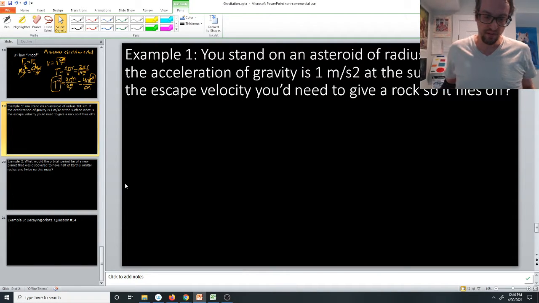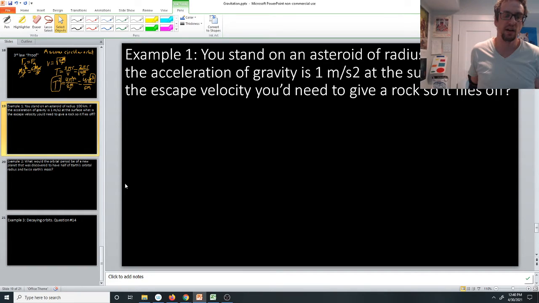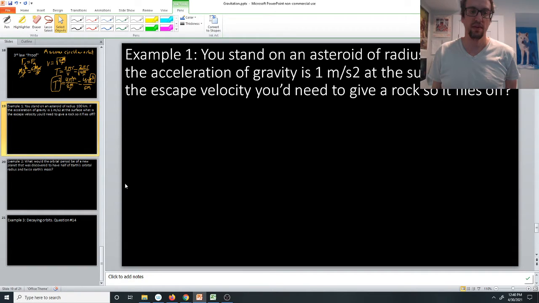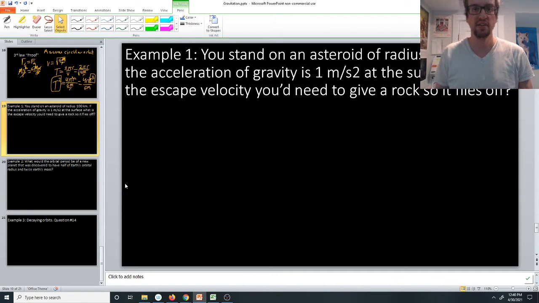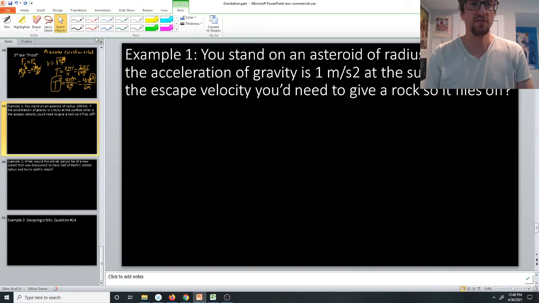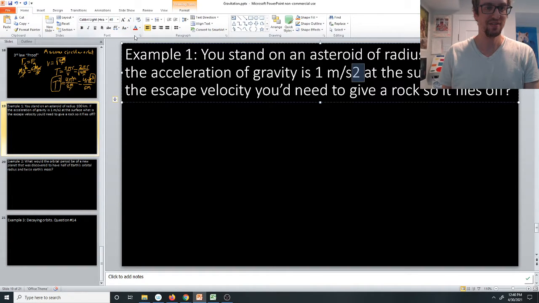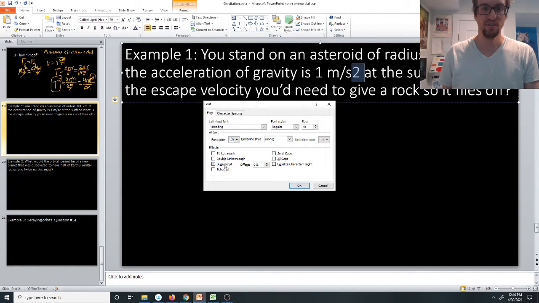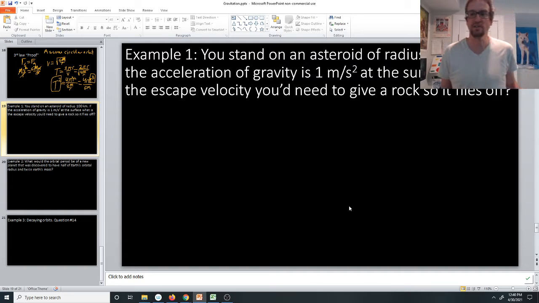So we're going to do some gravitation examples, some pretty straightforward ones, and then we're going to talk about the decaying orbit on question number 14 from the WebAssign. The first one here, as you can see, you've got an asteroid of radius 100 kilometers. The acceleration of gravity is 1 meter per second squared. That should really be a superscript. Okay. At the surface, what is the escape velocity you need to give a rock so it flies off?